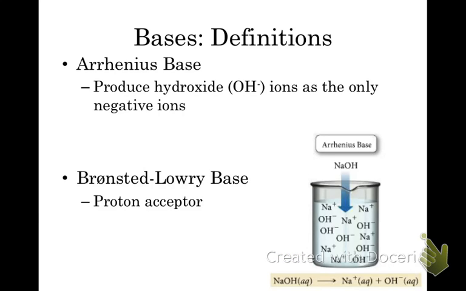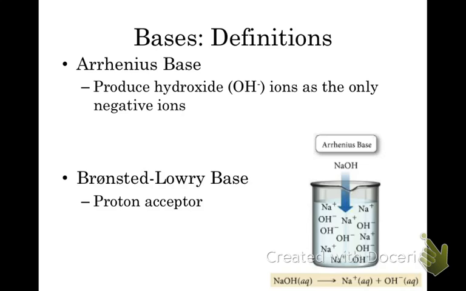Now we'll go on to bases, and you'll see some of this stuff repeating as well. An Arrhenius base produces a hydroxide ion, or OH-, as a negative ion. The Bronsted-Lowry definition is different, so this is why we need 2 definitions of bases: the Arrhenius base and the Bronsted-Lowry base. The Bronsted-Lowry says that a base will actually take on a proton.